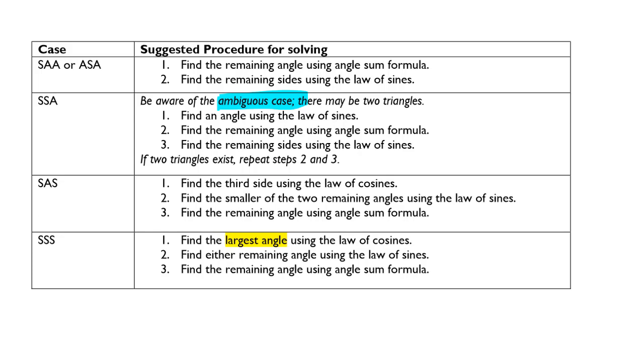In a case where you're given an angle formed by the two sides given, or side angle side, you need to 1, find the third side using the law of cosines, 2, find the smaller of the two remaining angles using the law of sines, and finally 3, find the remaining angle using angle sum formula. And the last one is the easiest one to identify as a law of cosines one because it's side, side, side. So you're given only sides, no angles. So 1, find the largest angle using the law of cosines. 2, find either remaining angle using the law of sines. And then finally 3, find the remaining angle using angle sum formula.